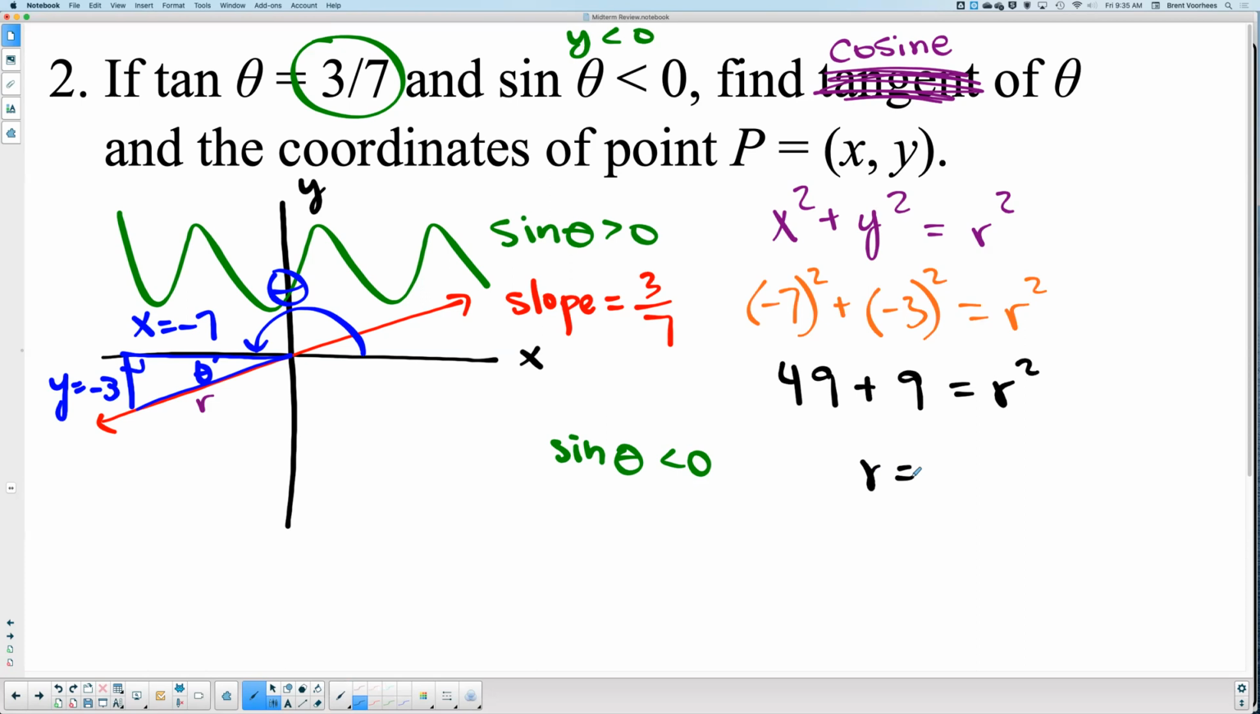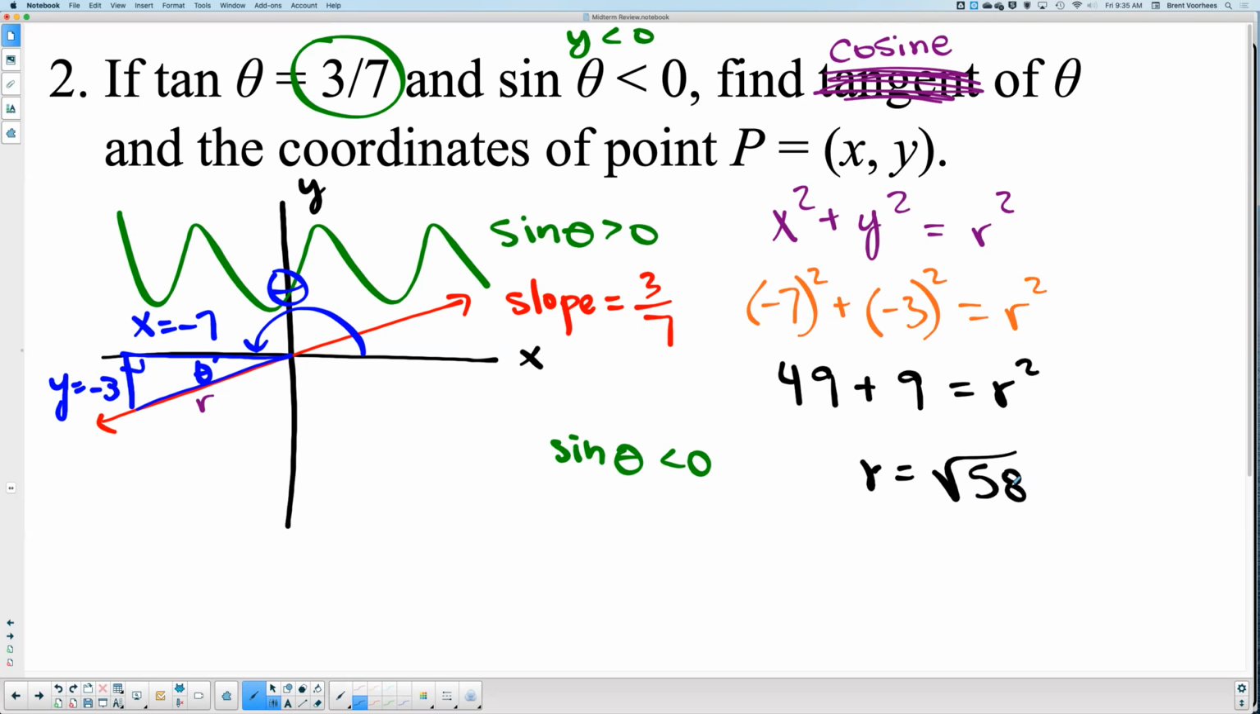So what is R going to be equal to? The square root of 58. Now here's the deal: R, or H in a triangle, is always positive. X can be negative, Y can be negative, R cannot be negative. So we have the square root of 58.